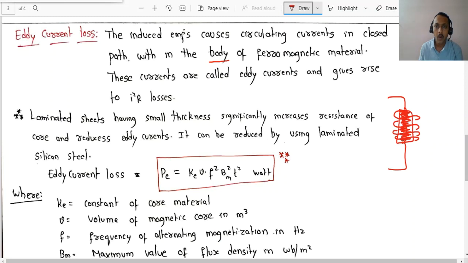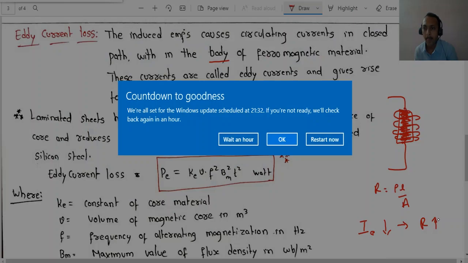Now, how can we minimize that eddy current? For example, instead of using a solid thick block of core, if you cut that core into small laminations, if it is laminated, what happens is, observe here, R equal to rho L by A. Our target is this eddy current losses is to be minimized. If the current is to be low, R must be high. If the resistance is to be made high, right?